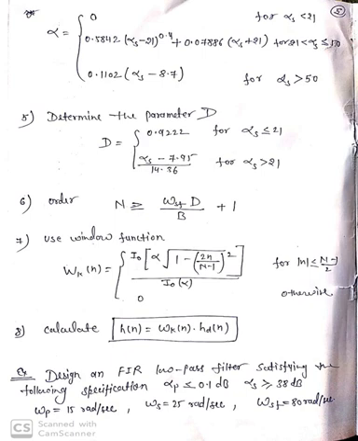So now we will see the example. Design an FIR low pass filter satisfying the following specification: alpha p less than or equal to 0.1 dB and alpha s greater than or equal to 38 dB, passband frequency 15 radians per second and stop band frequency 25 radians per second, and Ws f equals 80 radians per second.